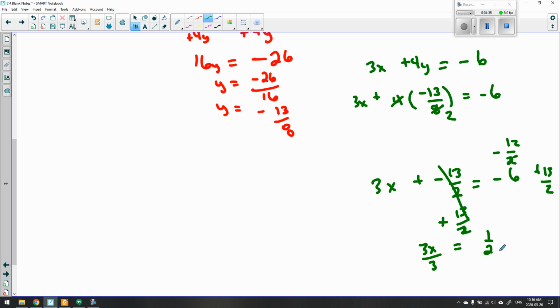We divide both sides by 3. And finally, we get x is equal to 1 over 6. So all of those fractions led to a lot of work, but we got our answer. x is 1 over 6, and y is -13 over 8.